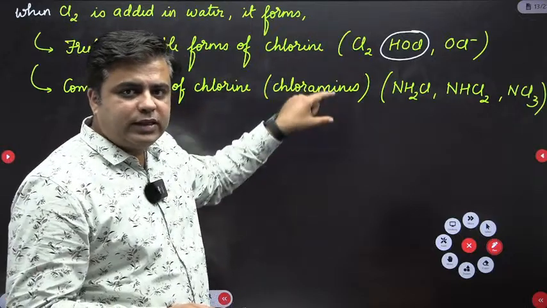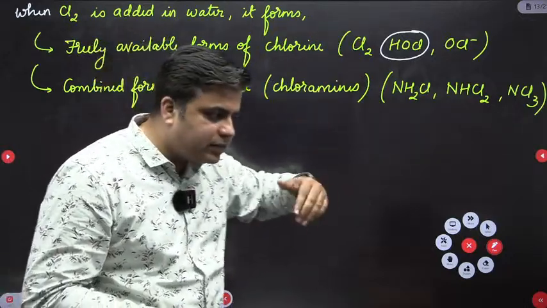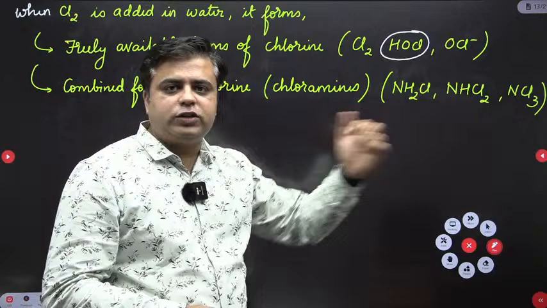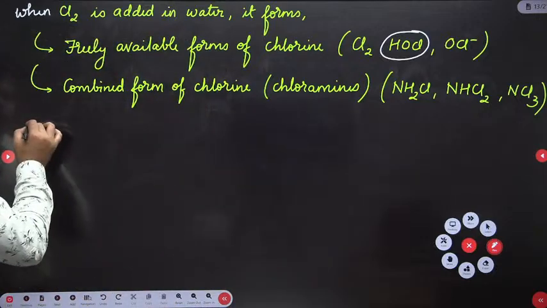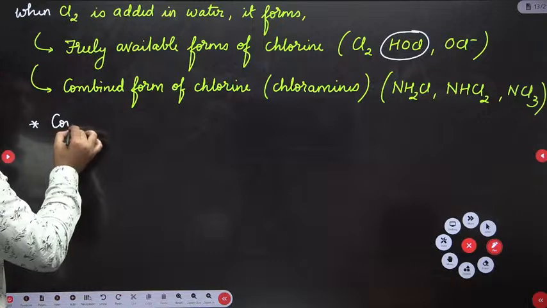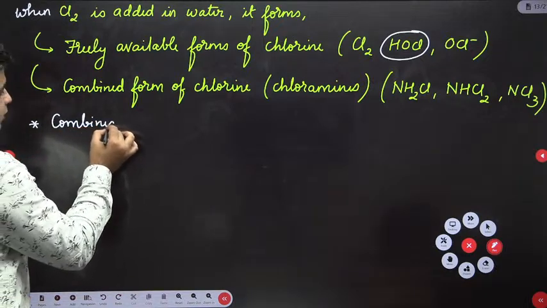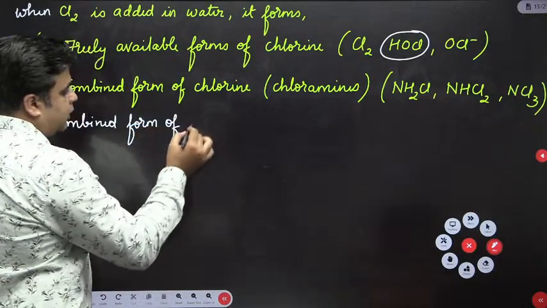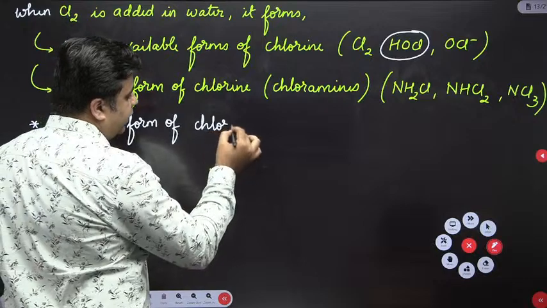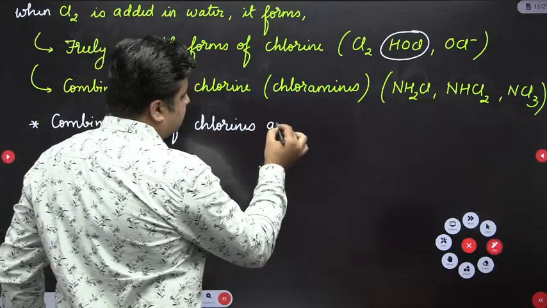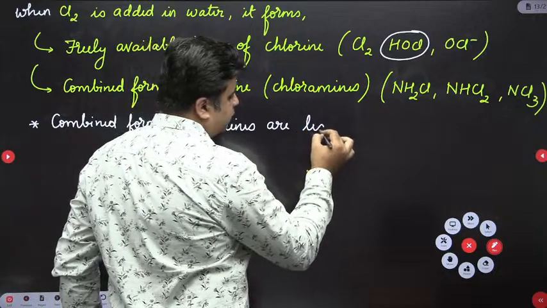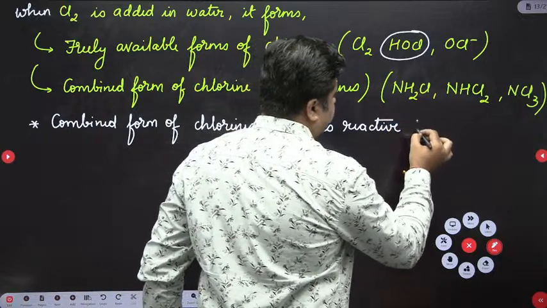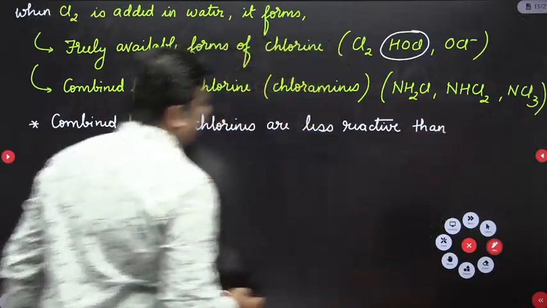Combined form of chlorine, they are less reactive as compared to the freely available forms of chlorine. That's why these combined forms of chlorine stay in the system for longer time. Therefore, this combined form of chlorine takes care of the future recontamination. So, combined form of chlorine are less reactive than freely available forms of chlorine.